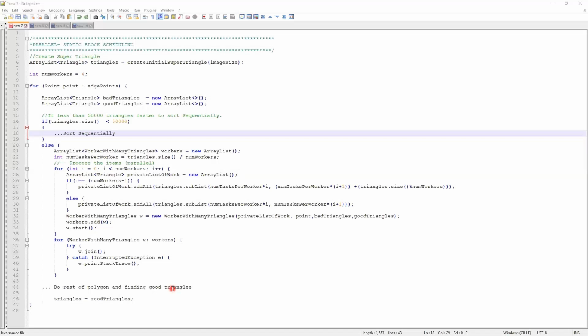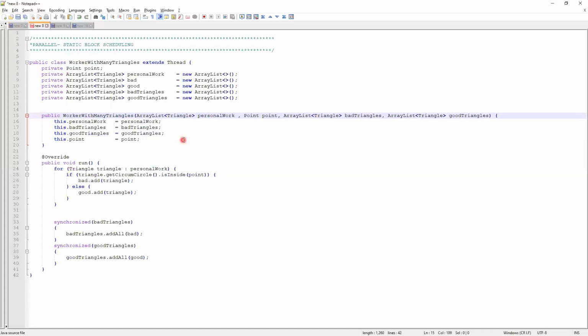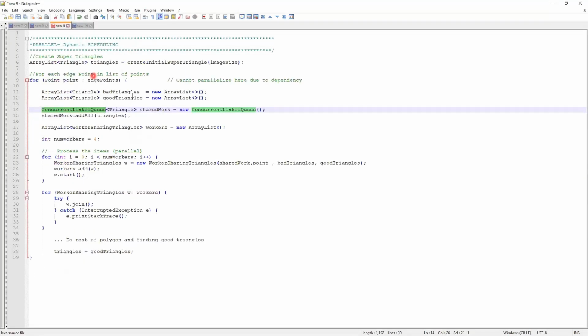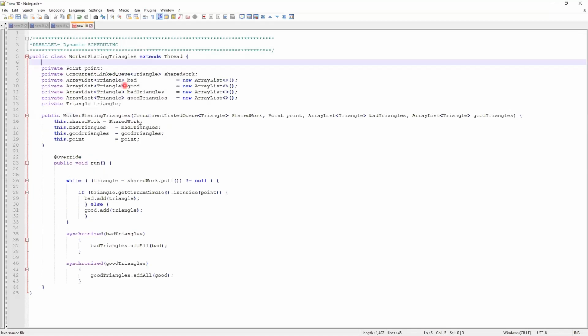Here we look at the implementation. Each thread sorts the triangles from its private list and adds to its private lists. Once the thread is done, it gets added to the central list and shared among different threads. In dynamic scheduling, we use a central concurrent list which gets shared among different threads. Each thread retrieves a triangle from the queue and sorts it. Once the queue is empty, it gets added to the central list. Alexander will discuss the results of benchmarking.